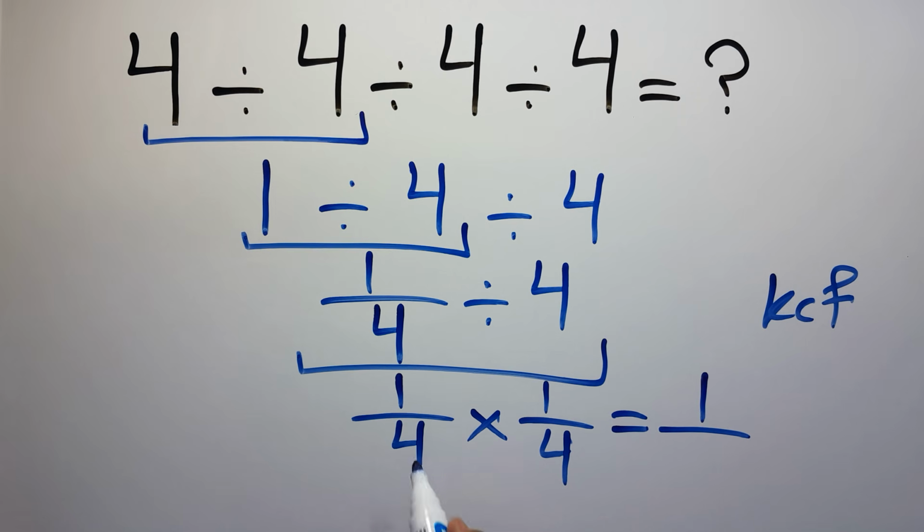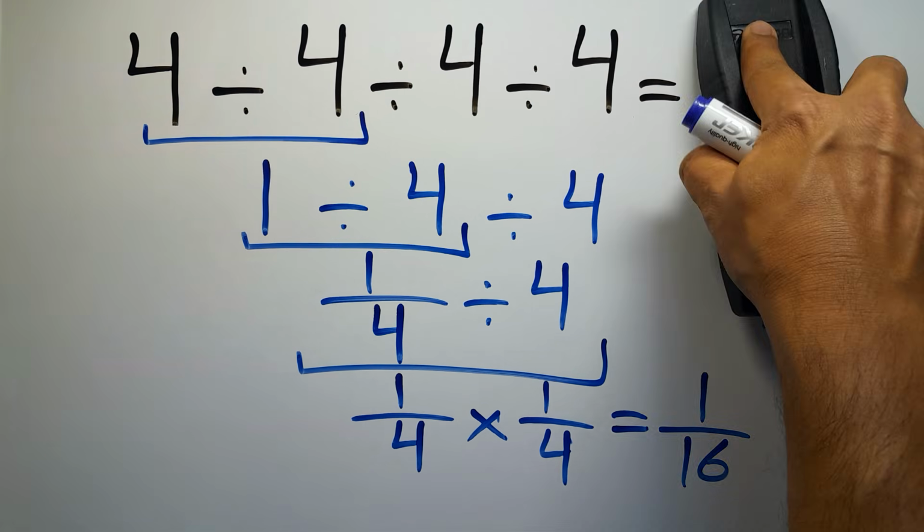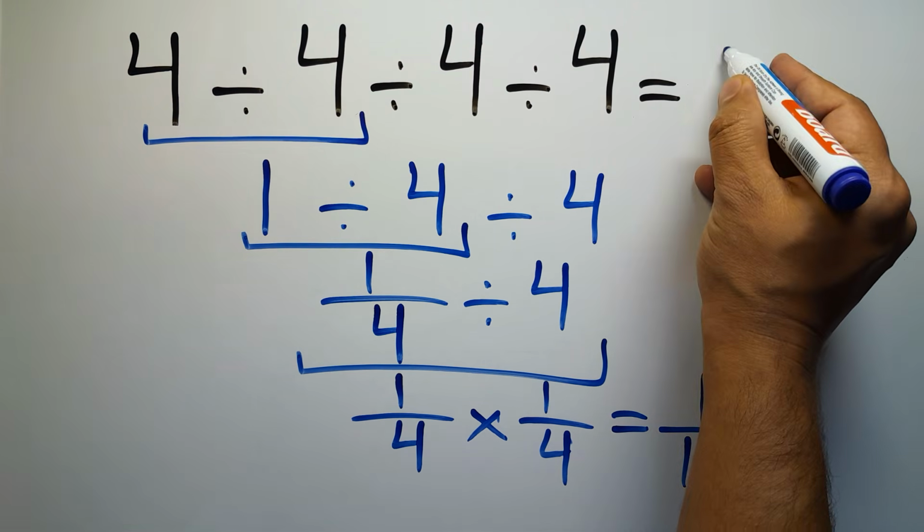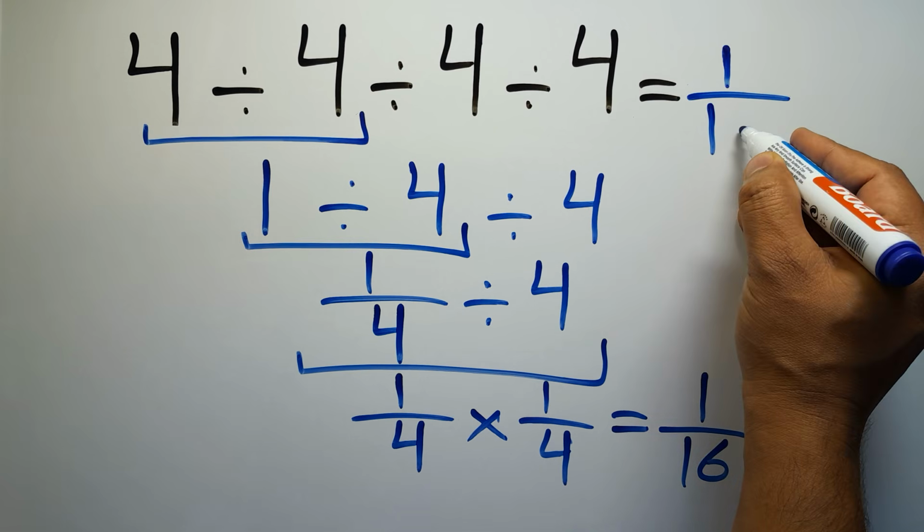So 4 times 4 equals 16. So 1 over 16. And this is our final answer to this problem. The correct answer is 1 over 16.